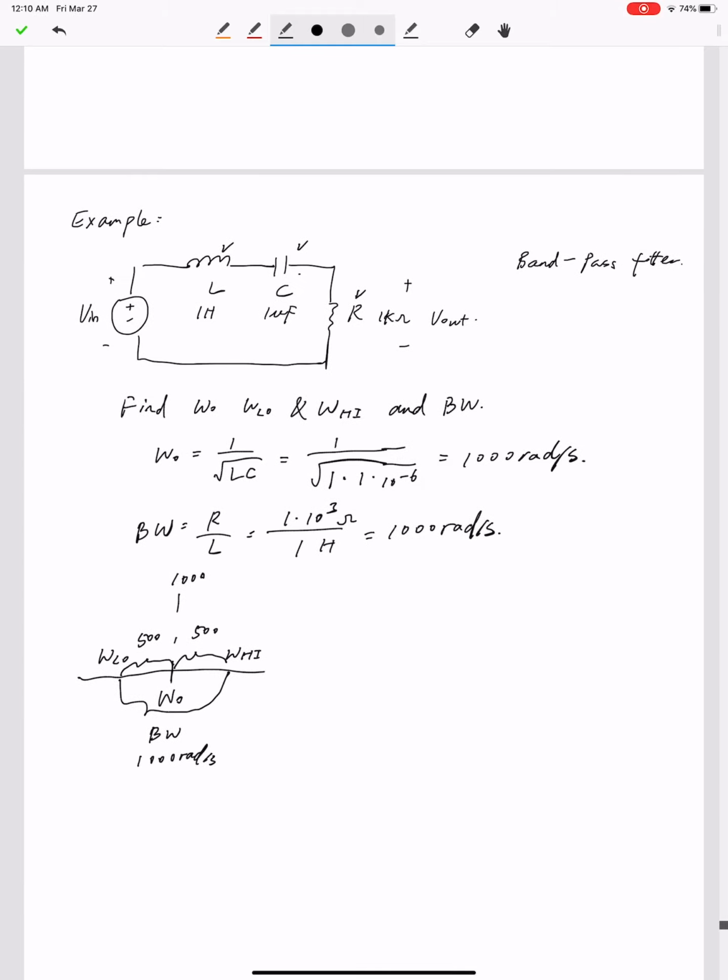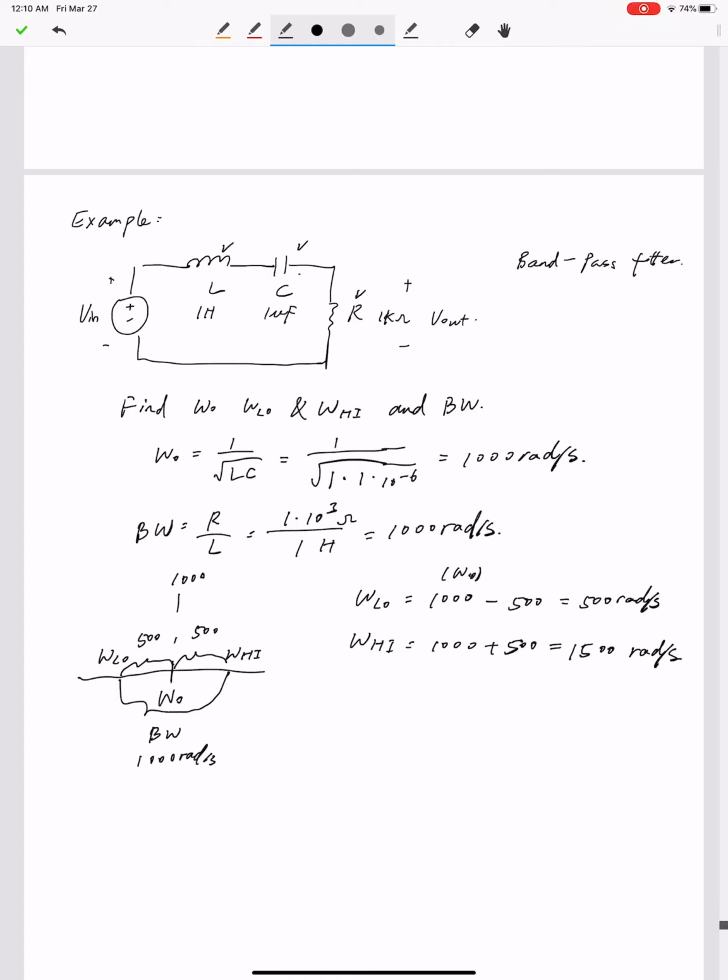So the low cutoff frequency, omega low, equals the central frequency, that's 1000, I'm sorry, minus 500, equals 500 radian per second. And for the high cutoff frequency, that equals 1000 plus 500. That equals 1500 radian per second, right? Alright, so that's how we calculate the central frequency, low cutoff frequency, high cutoff frequency, and bandwidth.